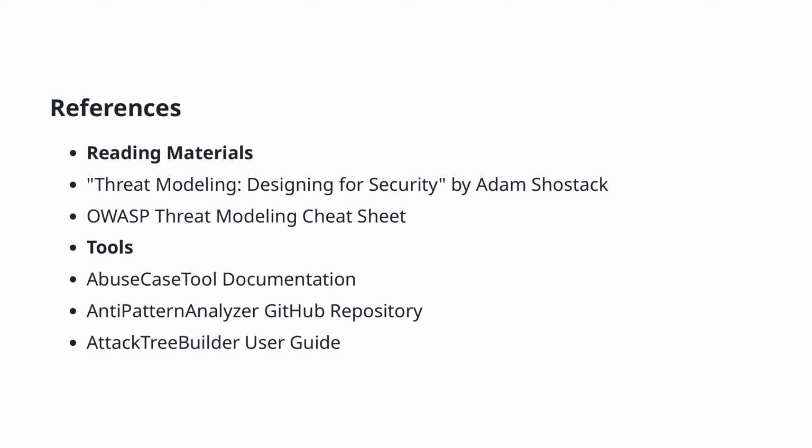We also provide documentation and resources for the tools discussed earlier. The AbuseCaseTool Documentation, available on its official site, offers detailed guidance on how to create and manage abuse cases effectively. The AntiPatternAnalyzer GitHub repository contains the codebase and contribution guidelines for you to explore and perhaps even enhance its capabilities. Lastly, the AttackTreeBuilder user guide will walk you through the steps to build and analyze attack trees, providing a robust framework to anticipate and mitigate potential threats.